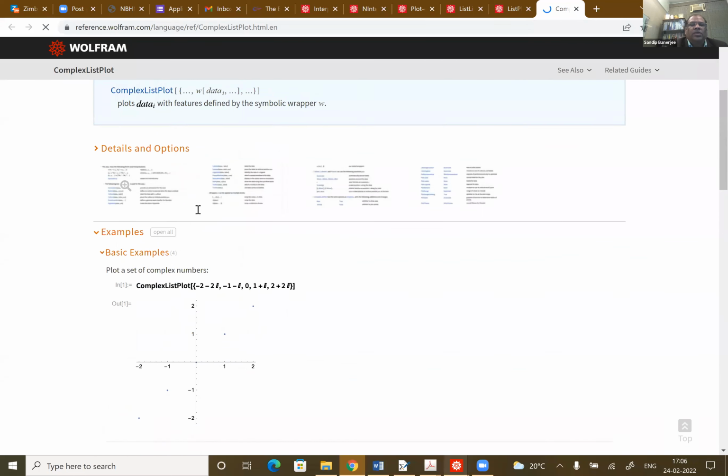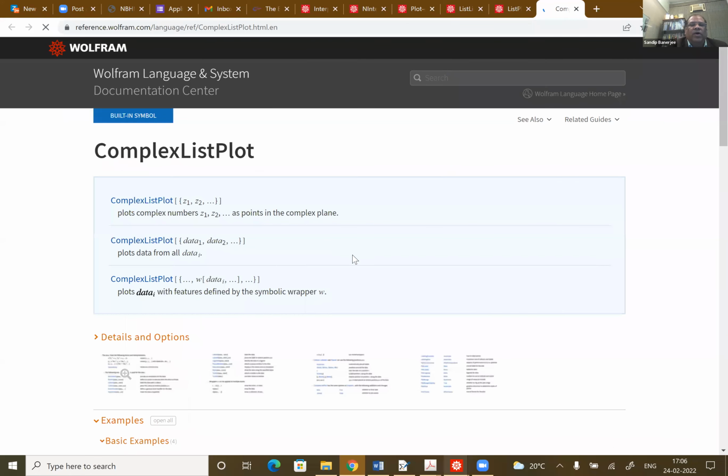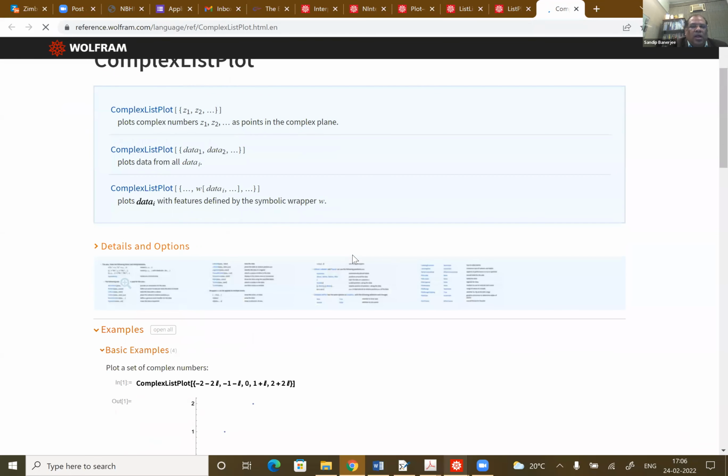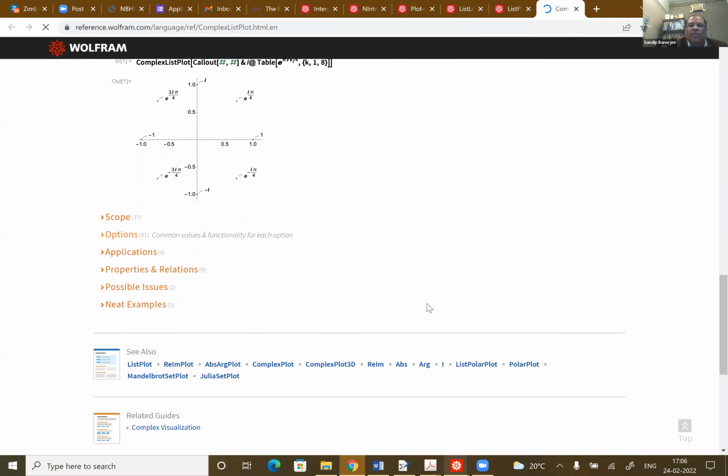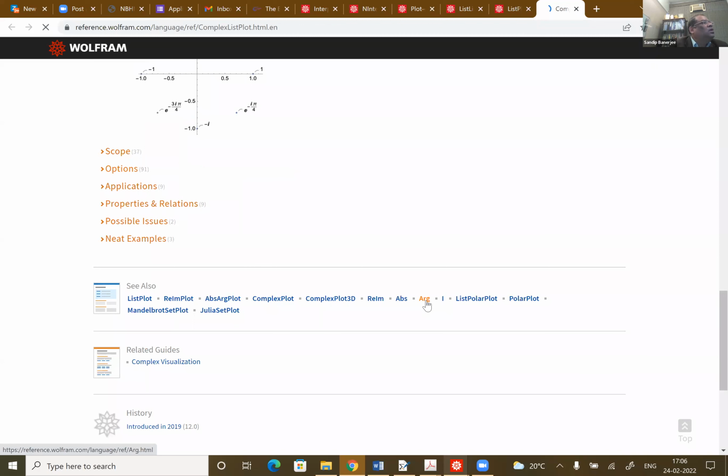All you have to put is just the complex numbers Z1, Z2, and so on. There is another thing also you have to see. Yeah. So there is absolute argument plot. There is complex plot 3D. So whatever is available in real, it is also available in complex. So you can just explore that part.